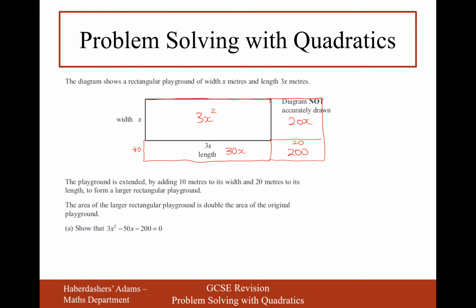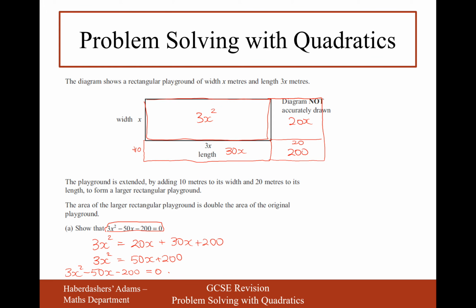So if this area here has now been doubled to make the bigger rectangle, then this area must be equal to the extra parts for it to have then doubled. So what I can say here is that 3x squared is equal to 20x plus 30x plus 200. Now I'll simplify this a little bit. That'd be 50x now. And I'm turning it into this expression here. That's always my target. So I'll now need to take everything onto the same side. 3x squared minus 50x minus 200 equals 0.